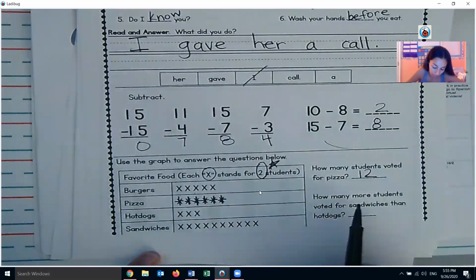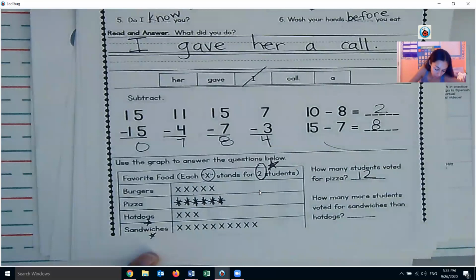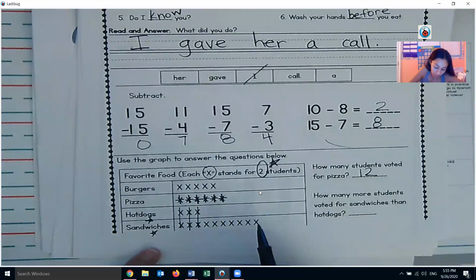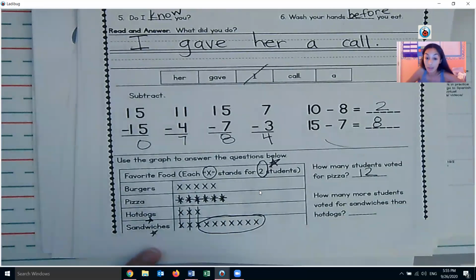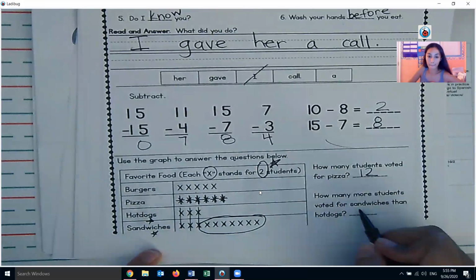How many more students voted for sandwiches than hot dogs? Okay, so I'm going to go like this: 1, 2, 3, because these ones match up. And then this is the difference. This is how many more the sandwiches have than the hot dogs. So I'm going to count 1, 2, 3, 4, 5, 6, 7. But again, it's not just 7. We have to double that because each of these is worth 2 students. So 7 plus 7 gives me 14.